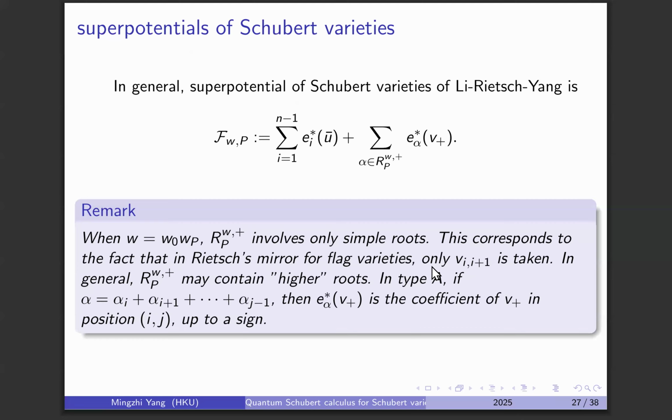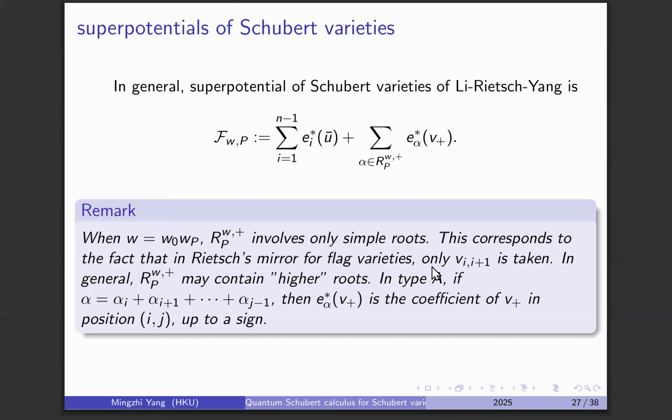So for example, in type A, if the positive root is alpha_{i,j} in this set, then we need to take the matrix coefficient in the ij position of the matrix V plus, up to a sign. This is the definition of the superpotential for Schubert varieties.